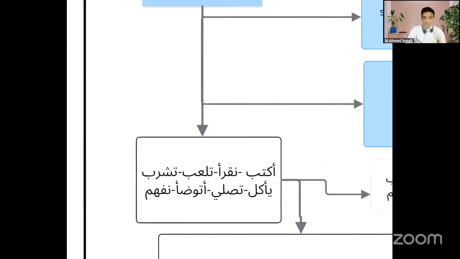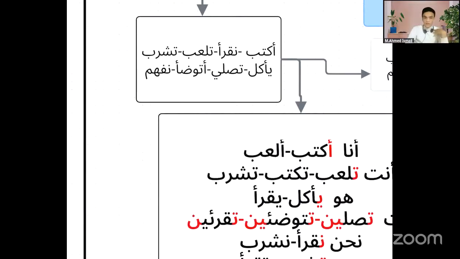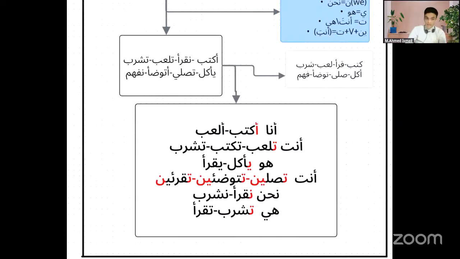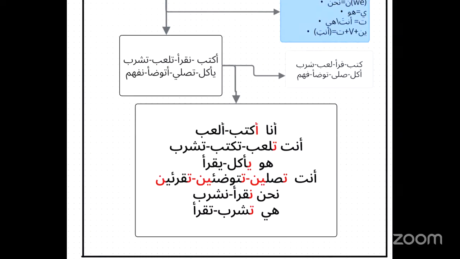We have أكتب, I write, and نقرأ, we read, and تلعب. We say ta at the beginning. This means أنت or هي. So تلعب we can say you play or she plays. This depends on the sentence, of course.